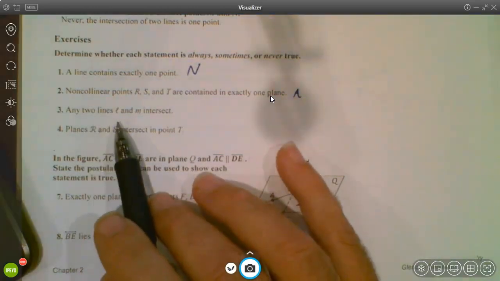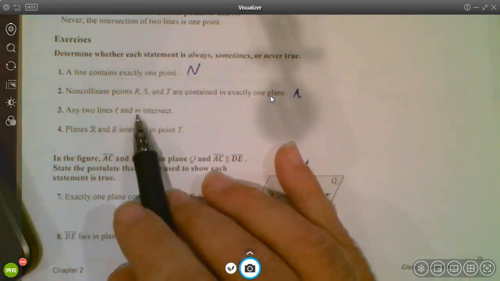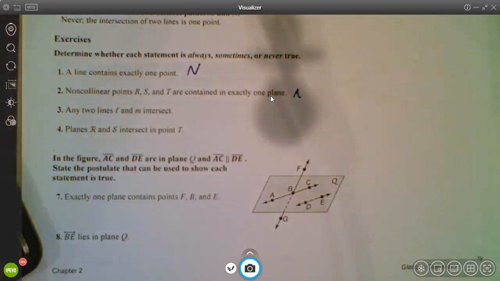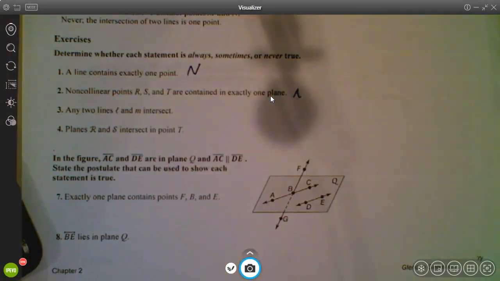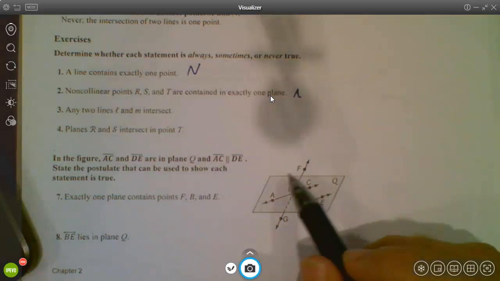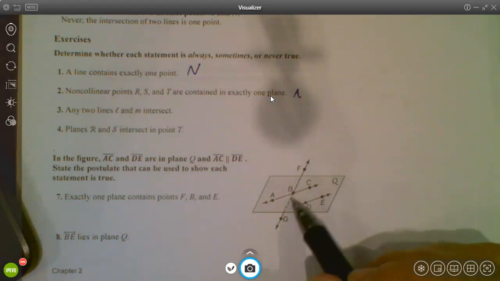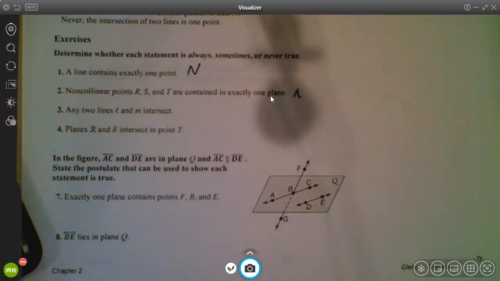Any 2 lines, L and M, intersect. So do 2 lines always intersect? Do they never intersect? Or maybe they do sometimes, but not always. So if I think of 2 lines, we certainly know they can intersect. Like if you look at these 2 lines right here, they clearly intersect right at point B. So we certainly know they can.